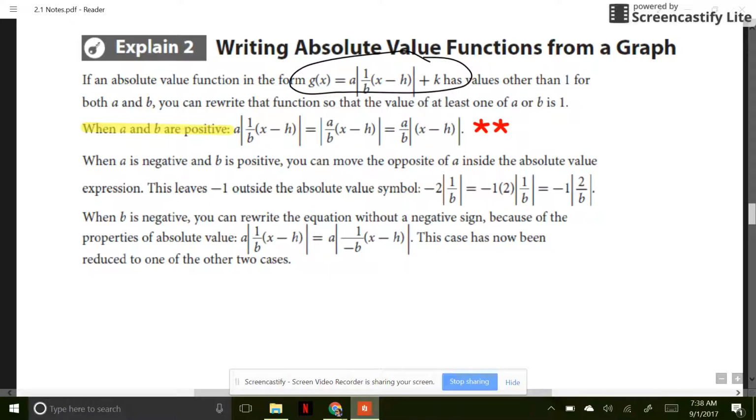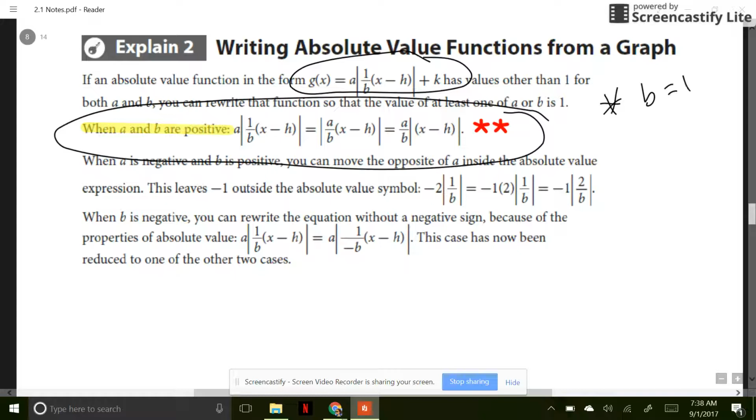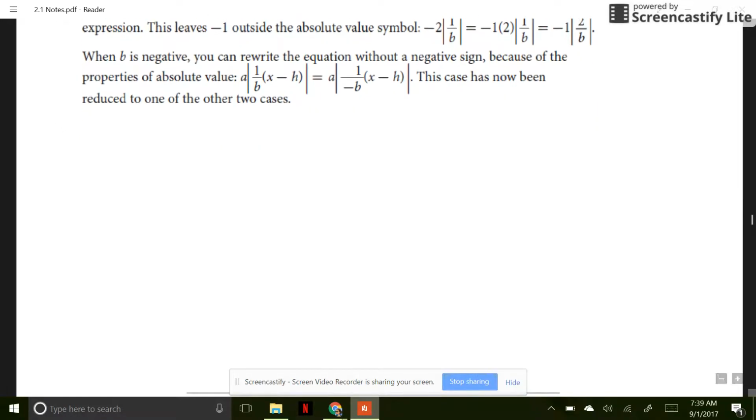So when a and b are both positive, we can write our equations like this. The key here, usually when we're working through these, we want b to be 1 just because that b is part of the horizontal stretching and compressing, and that's what we're not dealing with. So usually we're going to just say we're going to let b be 1 and solve for a in our equations. Again, it's easy to find the h and the k values just because that's from our vertex. So the dilation key is mostly what we're solving for today.